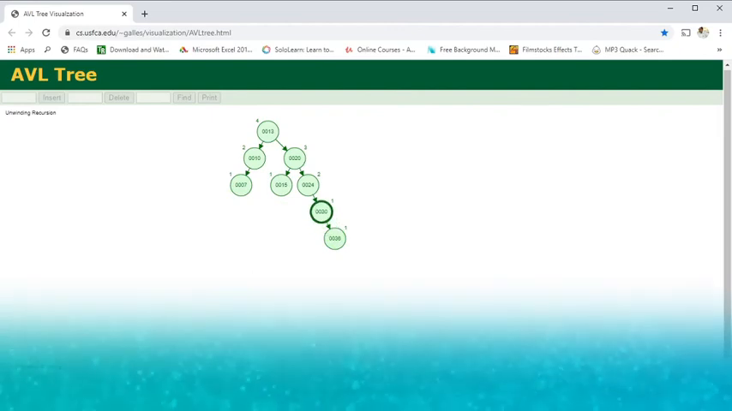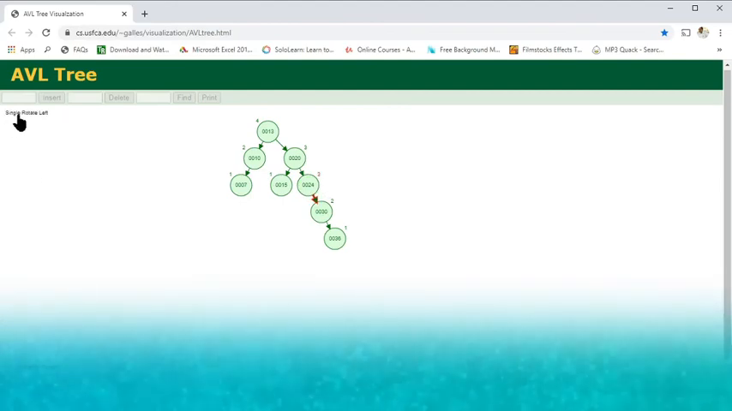Now look for the balancing factor. Here 0 minus 1, minus 1. Here 0 minus 2, I get minus 2. The problem arises in this node. So that means 24, 30, 36, these three are having a problem. Just check.